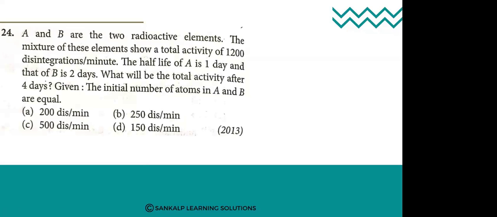See, they are saying option D, that is 150 disintegration per second. So how to simplify this one? Let us see this. The question I have already explained to you. You have two elements and its activity is 1200 disintegration per minute. Its half-life is given. So what happens after 4 days? Let us see this one.